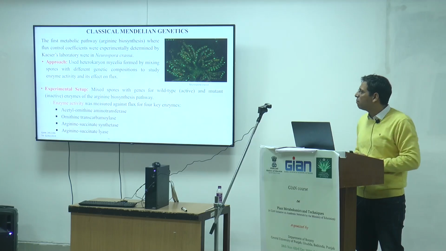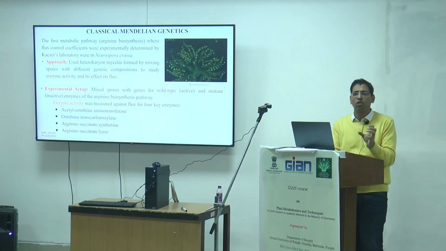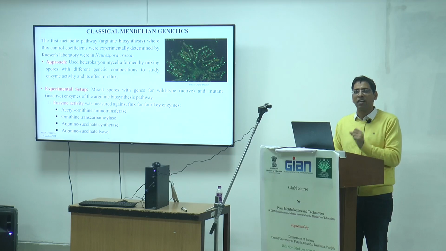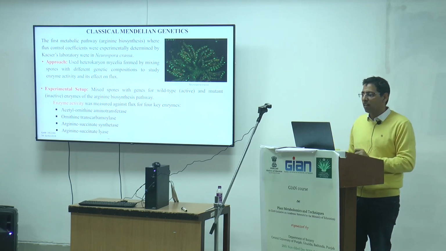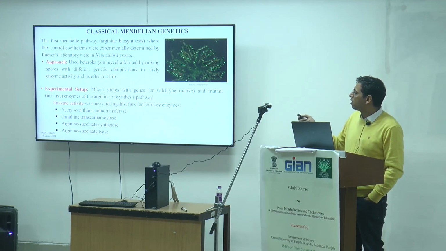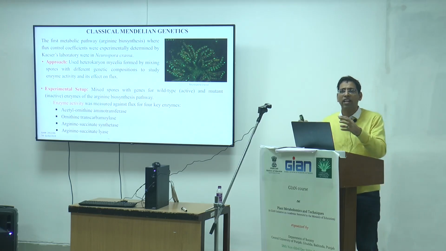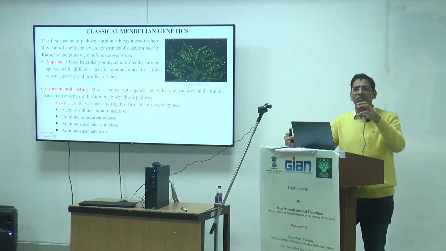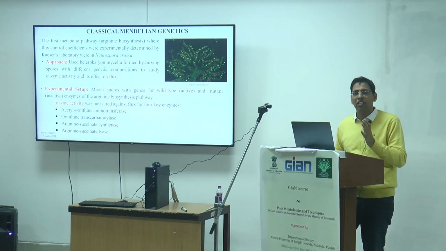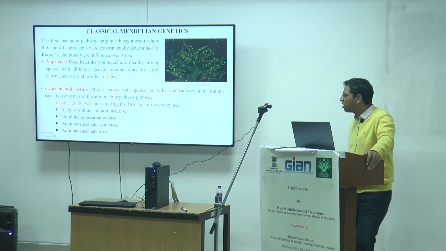Now, the classical Mendelian genetics: this was the first metabolic pathway where the flux control coefficient was experimentally determined, and the organism was Neurospora crassa. In the approach, they used mycelia formed by mixing spores with different genetic compositions to study enzyme activity and its influence on the flux. So here they manipulate different enzymes in different mycelia, mix them together, and try to understand the influence on the whole metabolic pathway. The experiment was set up this way.